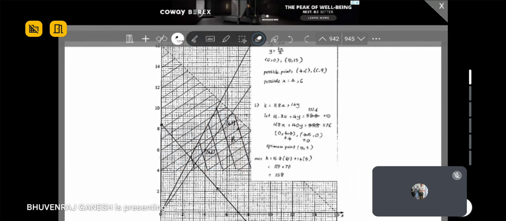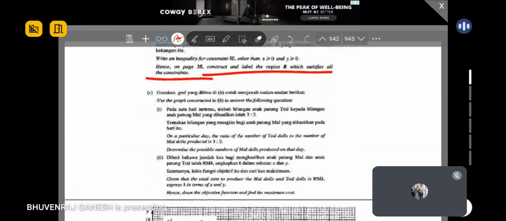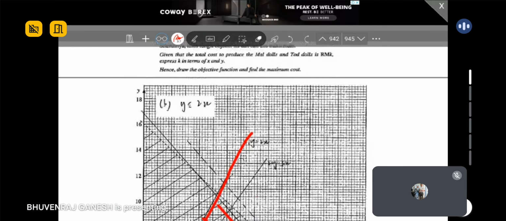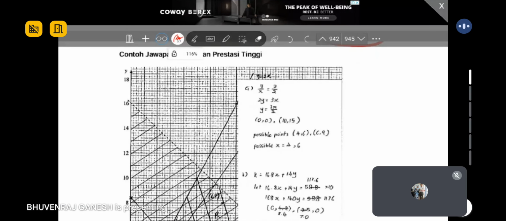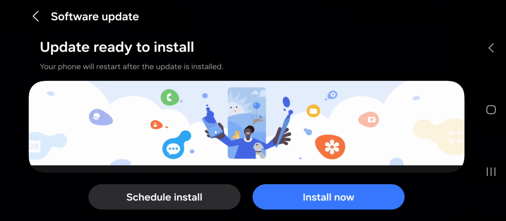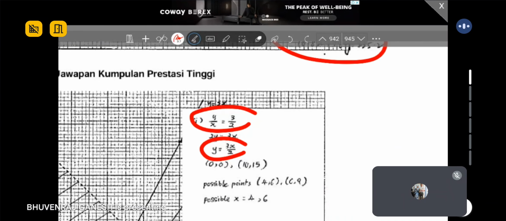All right. So for the next question, C1, they just ask you to use your graph. They say the ratio of thought to mul is 3 to 2, and they ask you to determine the number of possible mul dolls. Very simple. You know that y over x equals 3 over 2, so you can just draw this line.